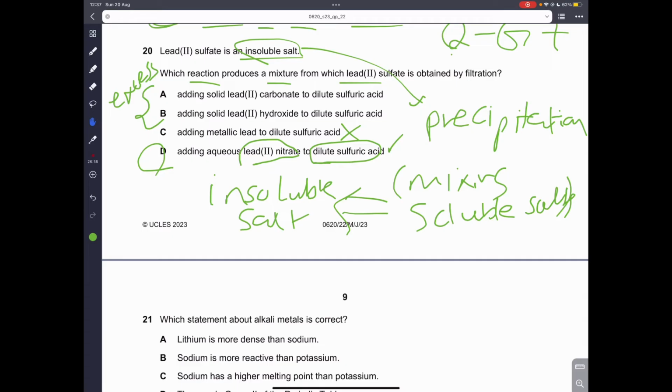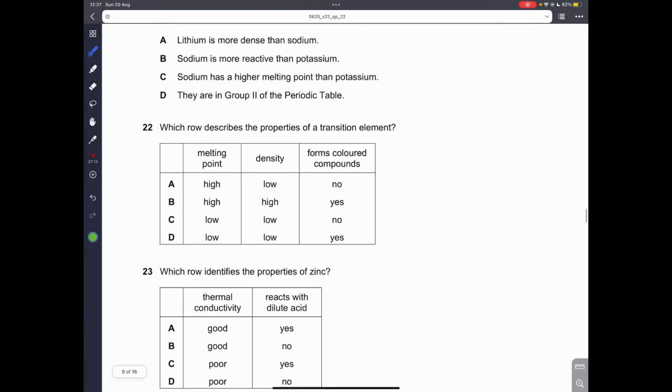The reason why we don't use the precipitation method here is because they didn't give us the option. But if they had given us the precipitation method, i.e. mixing 2 soluble salts, then you would have to choose that option. Question 21.